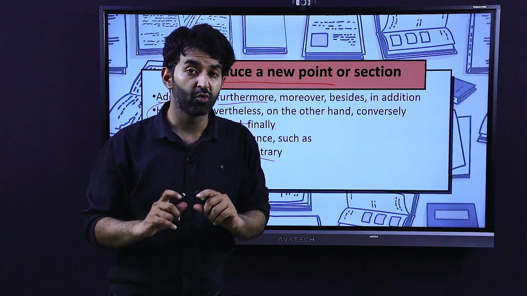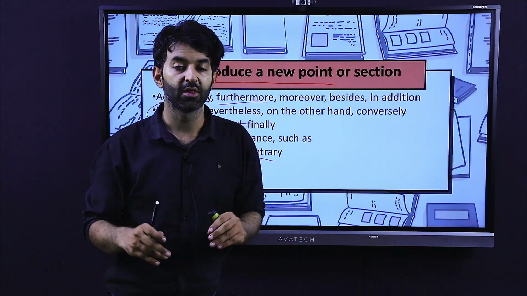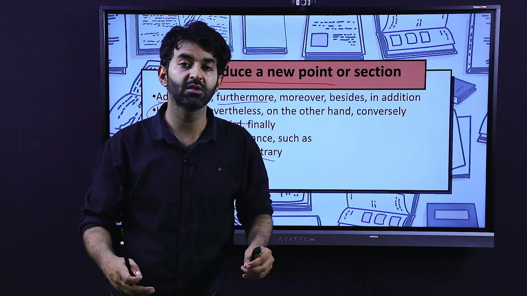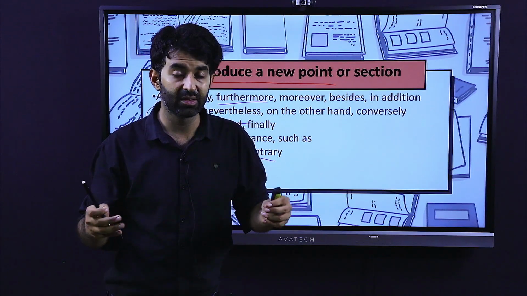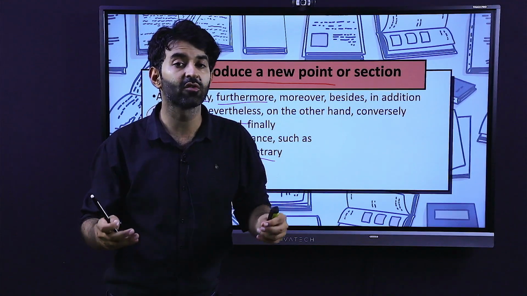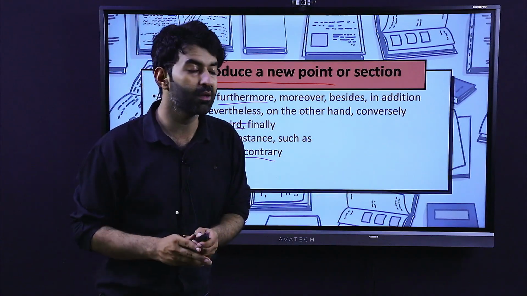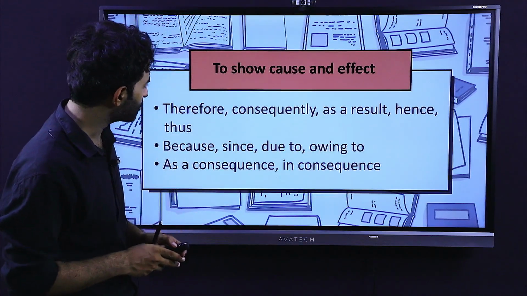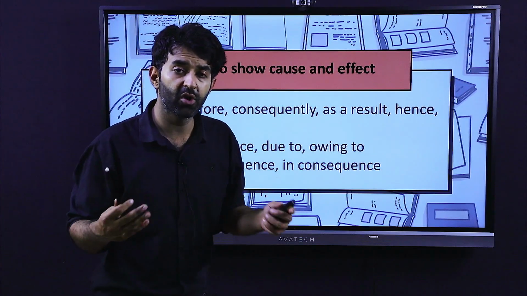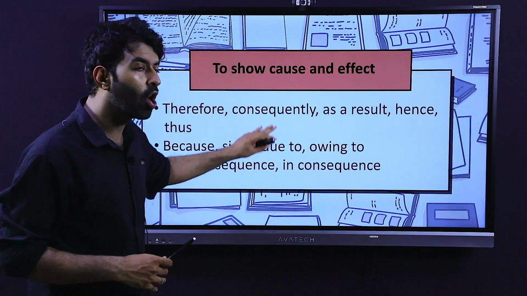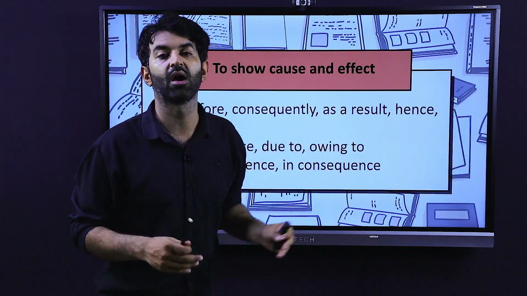So you will see, if you read a lot of different essays, whether it's argumentative, persuasive, or these kind of articles, that these kind of words are used over and over again. They're very important. Now, moving on. We also have some words that show the cause and effect relationship in our essay.